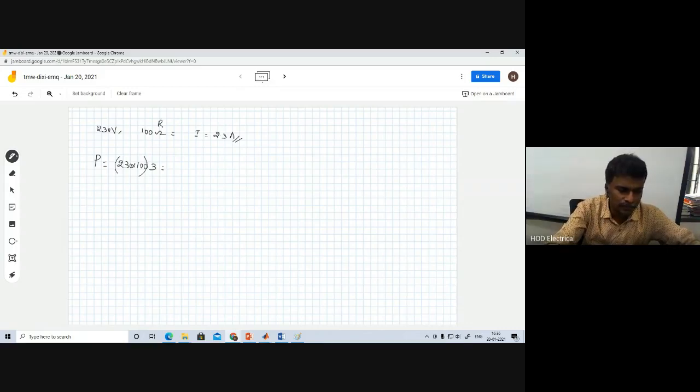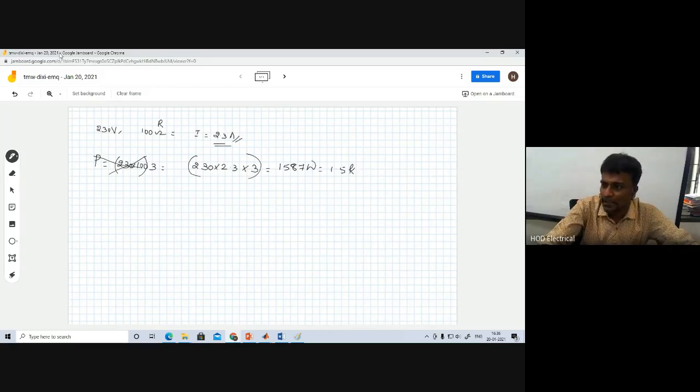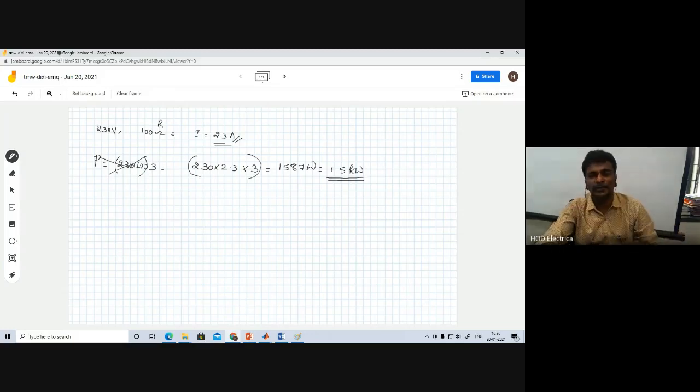Sorry, current is 2.3 ampere, not 100. So 230 into 2.3 into 3, three times of this voltage and current. So that is nothing but we will get approximately the three phase power of 1587 watts, or otherwise 1.5 kilowatts. So this is the power of the three phase system.